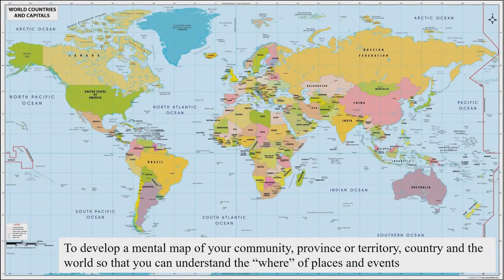Next point is to develop a mental map of your community, province, territory, country and the world so that you can understand the where of places and events.